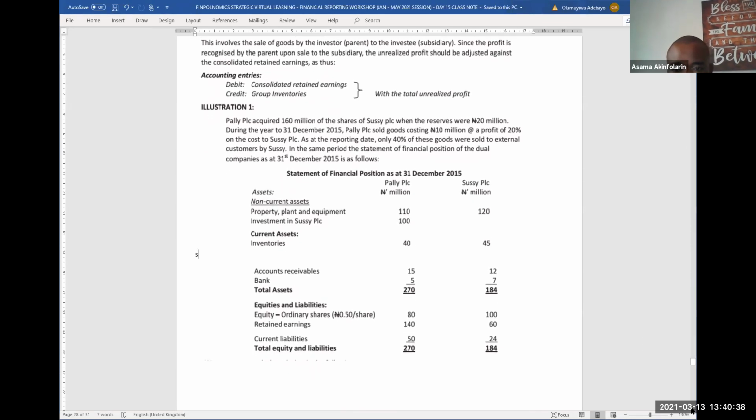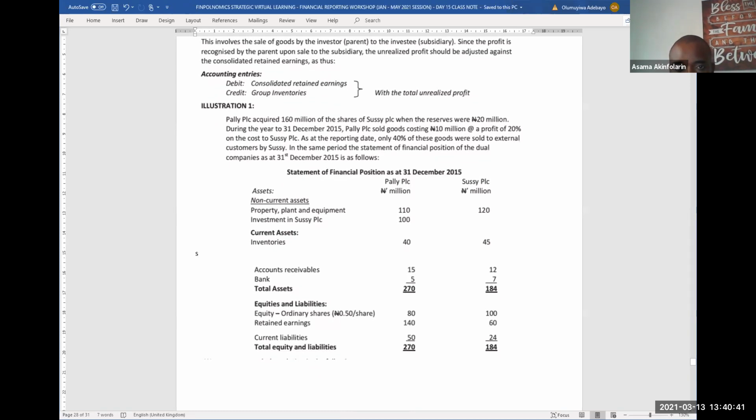All figures correct? Read them out with the figures. Okay, so we have assets for Pali and Suzy. Non-current assets: PPE is 110 for Pali, while Suzy has 120. Investment in Suzy by Pali is 100 million. Current assets: inventories for Pali at the close of the year is 40, for Suzy 45. Account receivables, 15 for Pali, 12 for Suzy. Bank balance, 5 for Pali and 7 for Suzy.